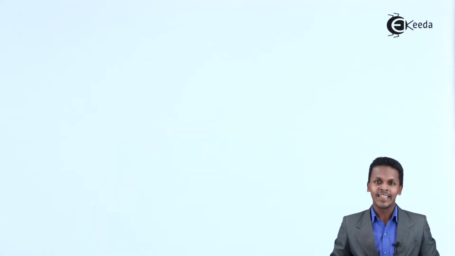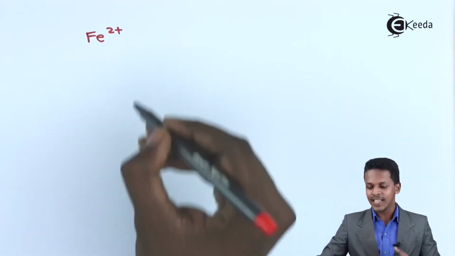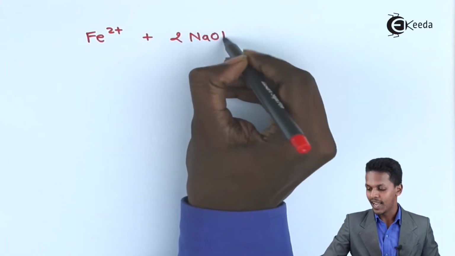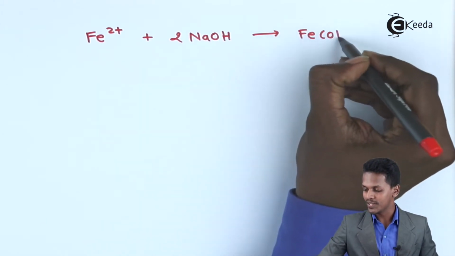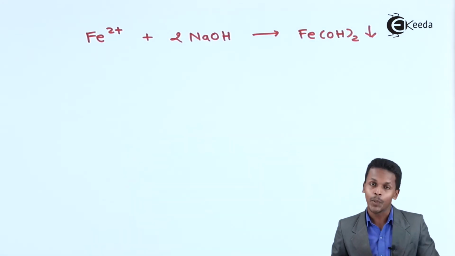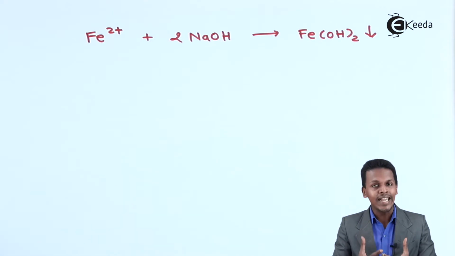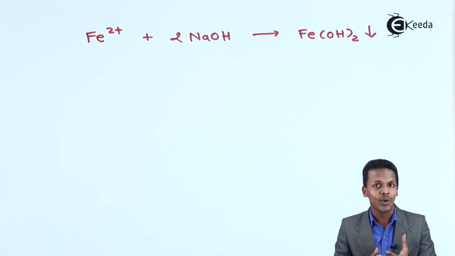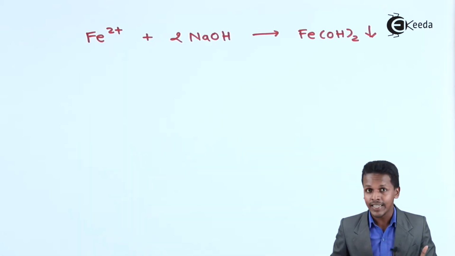Now let me take the example of the Fe2+ ion. Suppose Fe2+ is reacted with 2 moles of NaOH, and the product formed is Fe(OH)2. The product formed is nothing but a precipitate. So here we can find that the Fe2+ ion is present in a solution by reacting it with NaOH, and that is how Fe2+ shows its identity.